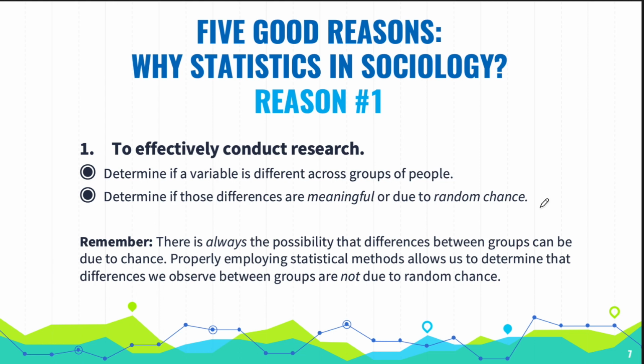We're going to talk about this a lot in the first few weeks of the course, so don't worry, we'll unpack it. Remember, and I put this little note here, there's always the possibility that differences between groups can be due to chance. So when we properly employ statistical methods, and I'll show you how, you can determine whether differences you observe between groups are or are not due to random chance. And we're going to learn all about it.